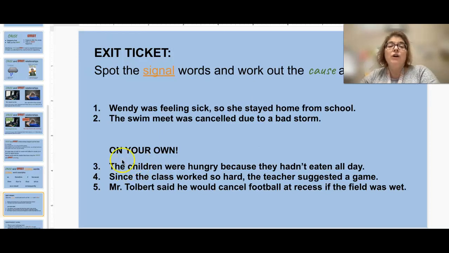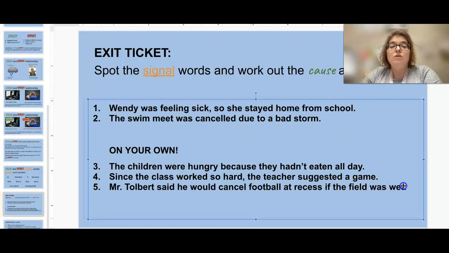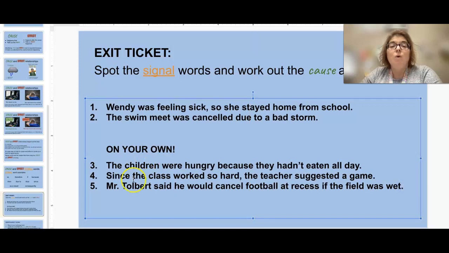Now, on your own, I want you to complete these three. The children were hungry because they hadn't eaten all day. Since the class worked so hard, the teacher suggested a game. Mr. Tolbert said he would cancel football at recess if the field was wet. So now, I want you to work on those three. Give me those answers as an exit ticket. I'll put it on the discussion board so you can do that.